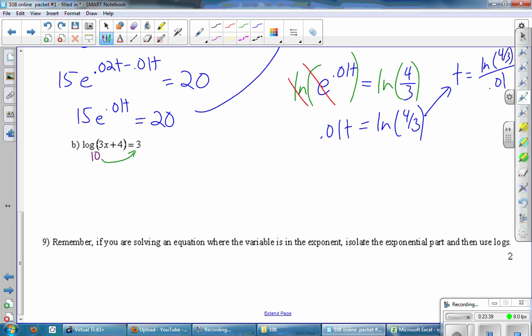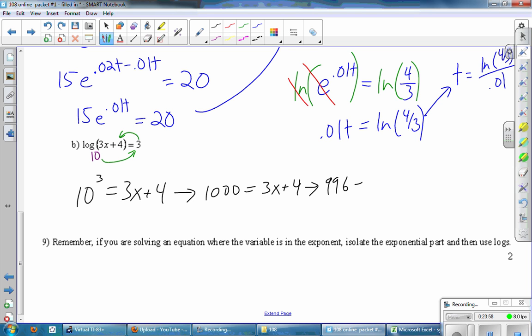10 raised to this power, copy the equals, and then whatever is in the parentheses. So we say 10 raised to the third equals 3x plus 4. 1,000 equals 3x plus 4. Subtract the 4, we get 996 equals 3x. And then divide by 3. And we get x equals 332.